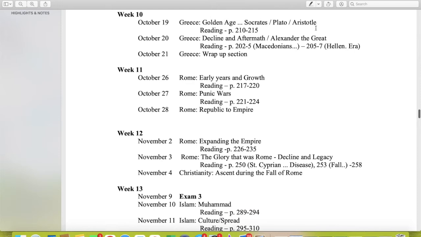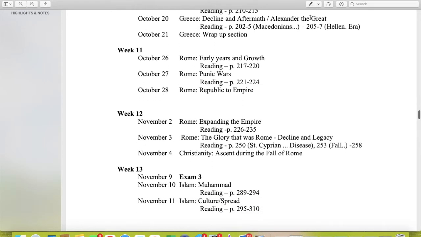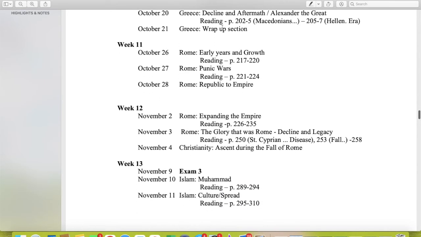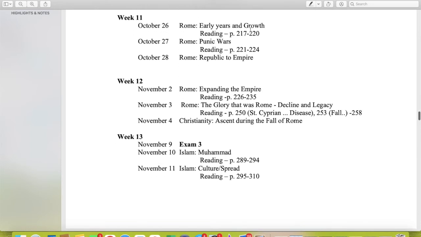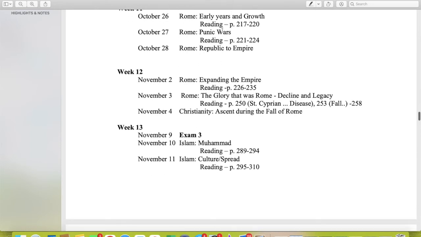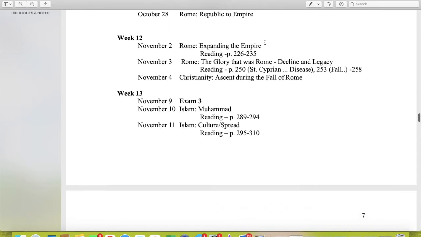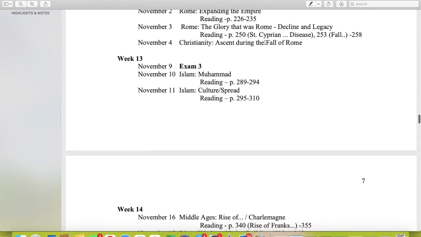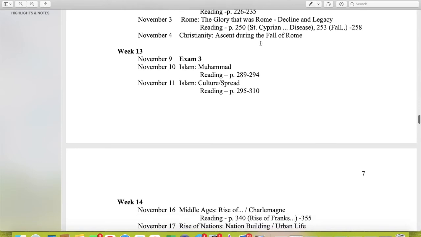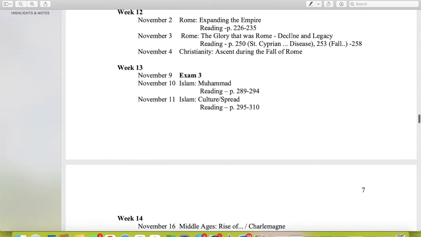Golden age, we have the philosophers, decline, Alexander the Great. Okay, wrap up. Then we move into Rome. We have about 2 weeks with Rome: early years, the Punic Wars, Republic to Empire, expanding empire, the glory of Rome, its decline and legacy, and then the ascent of Christianity during the fall of Rome.